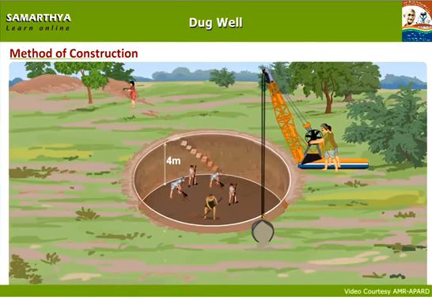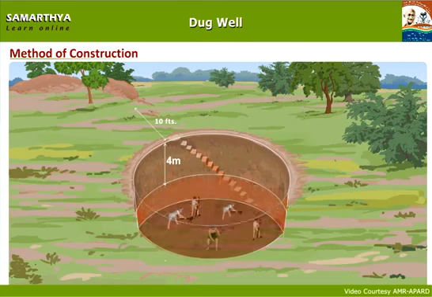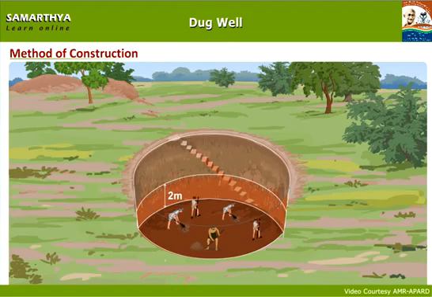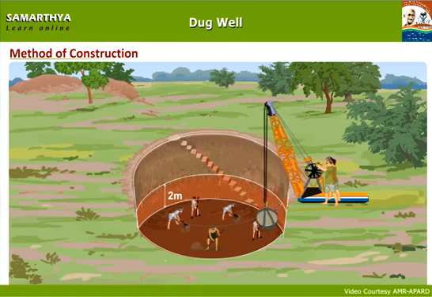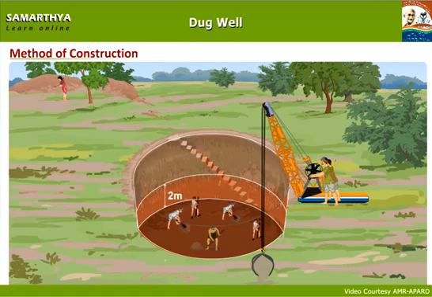The excavated soil should be deposited about 10 feet away, not on the edges of the well. Hard soil comes after the ordinary soil. This soil will be about 2 meters. Soil is excavated and deposited upward with the help of cranes.